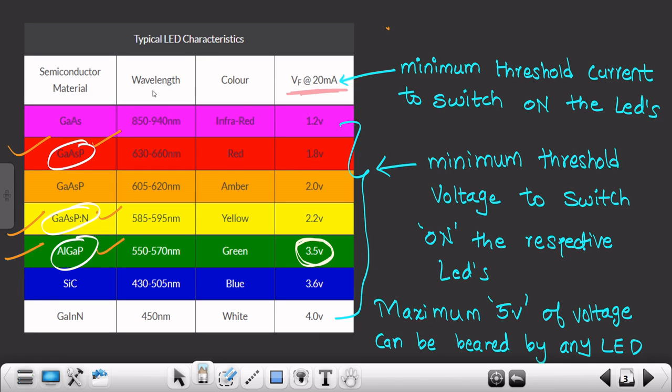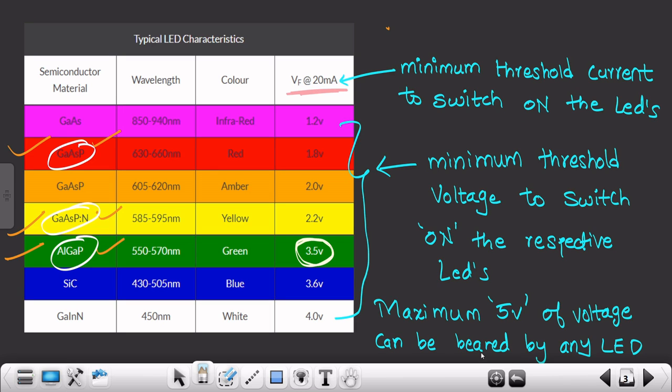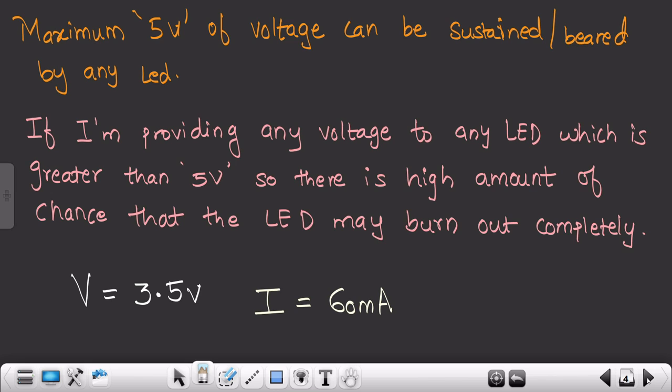See over here, I had intentionally taken this particular table. The minimum threshold current to switch on the LEDs is 20 milliampere, and the minimum threshold voltage changes with respect to the LED, right? But a maximum of 5 volts can be sustained or borne by any LED. So if I provide any LED a voltage greater than 5 volts, there is a high chance that the LED may burn out completely. So remember one thing, you should never ever give a voltage greater than 5 volts to any of the LEDs, right?